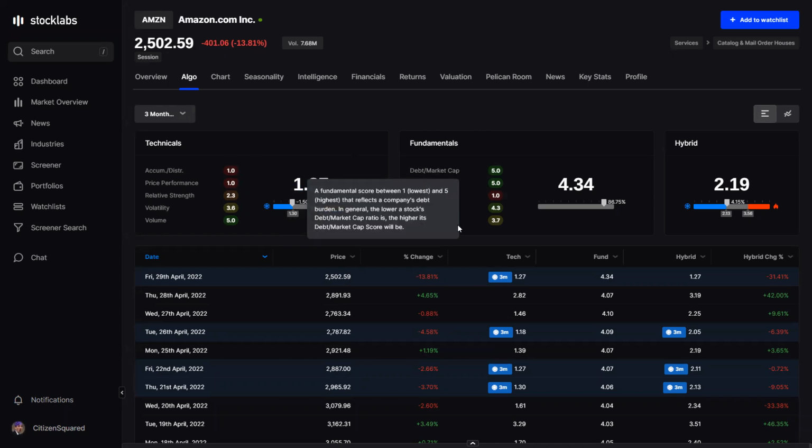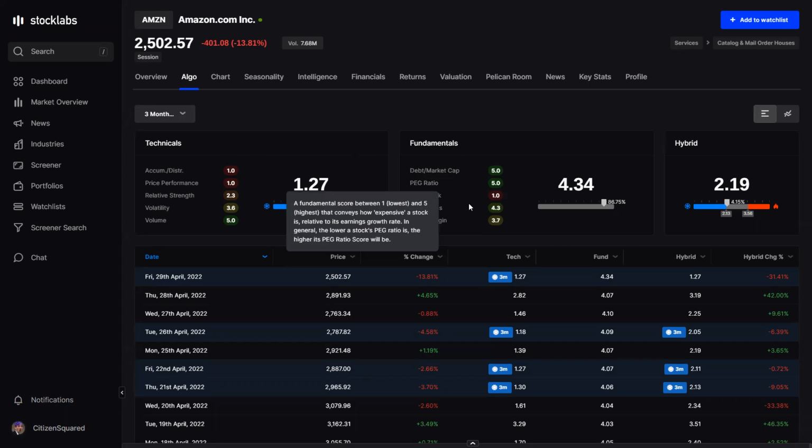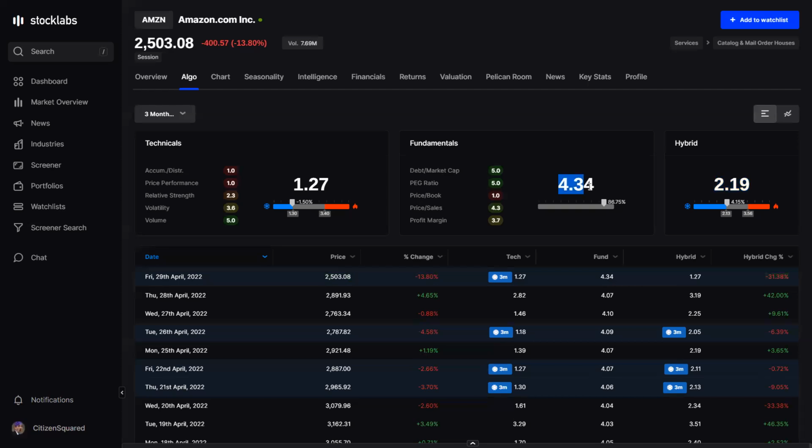Fundamentals, you have all the definitions for these inputs as well. And like I said at the beginning, the hybrid score is just a combination of fundamental score and technical score. The technical score makes up about 70% of the hybrid score, and the rest is the fundamental score. So this hybrid score will always be some number between these two scores.